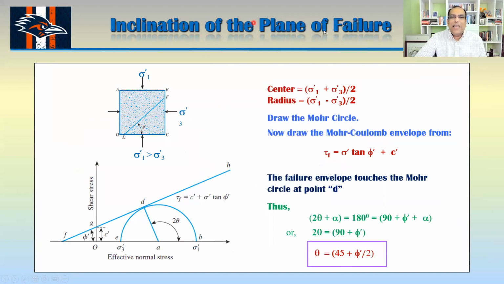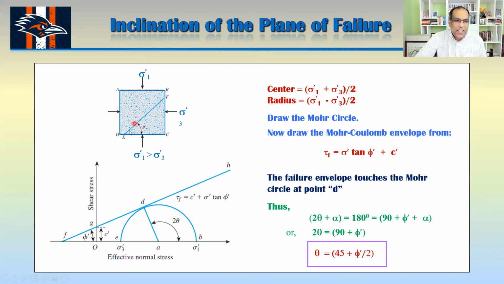Now, inclination of the plane of failure. So let's say you took a soil sample here. This is your sigma 3, and this is your sigma 1. And sigma 1 is higher than sigma 3. In that situation, how will the specimen fail?